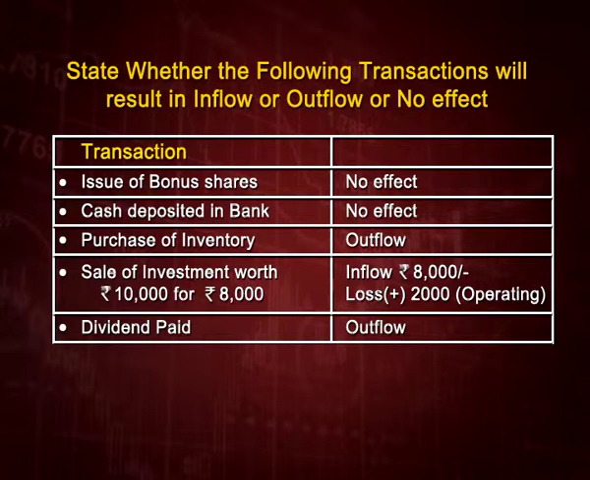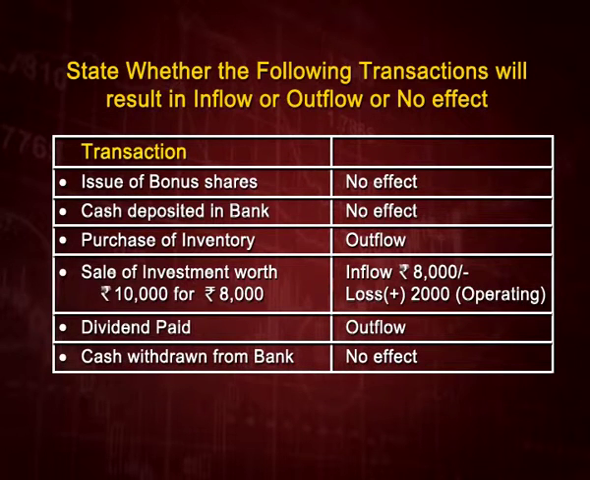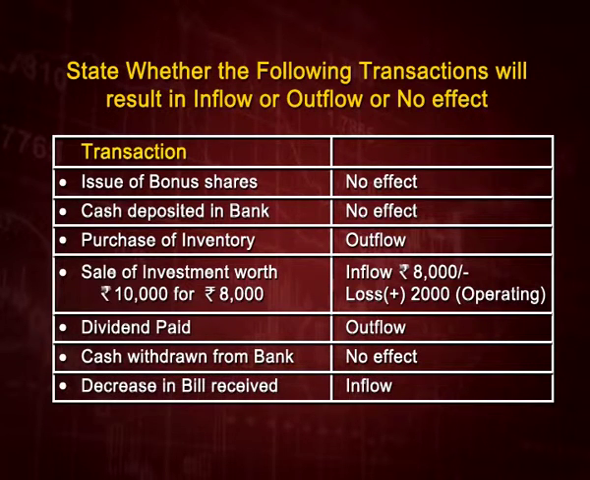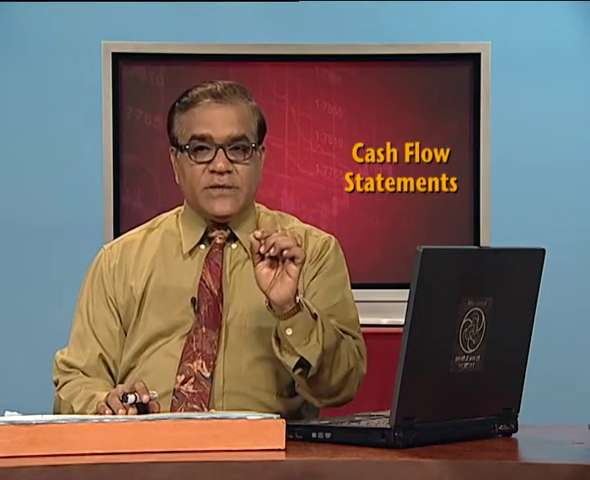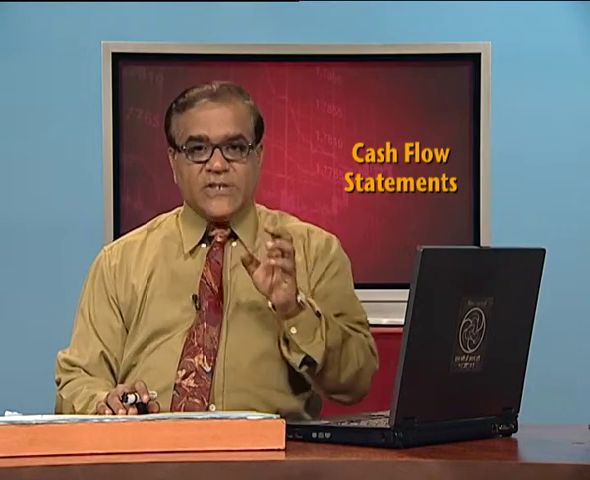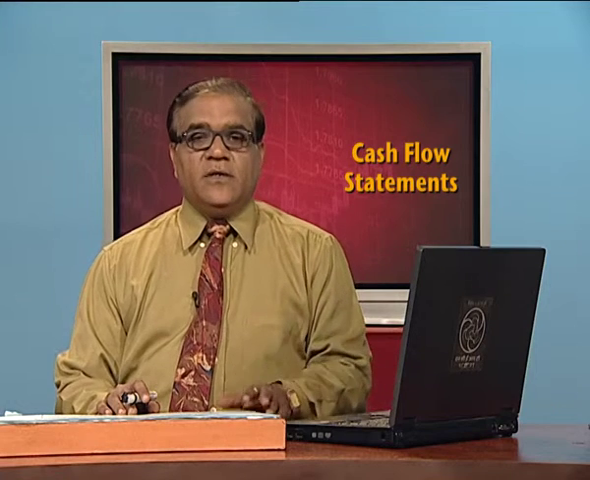Dividend paid, it is an outflow. Cash withdrawal from bank, it has no effect. Again, both cash equivalent parts are being affected. Decrease in bills receivable, yes, it is an inflow. As I already told you, decrease in current asset is an inflow. How? When bills receivable is decreasing, that means cash is coming in, right.